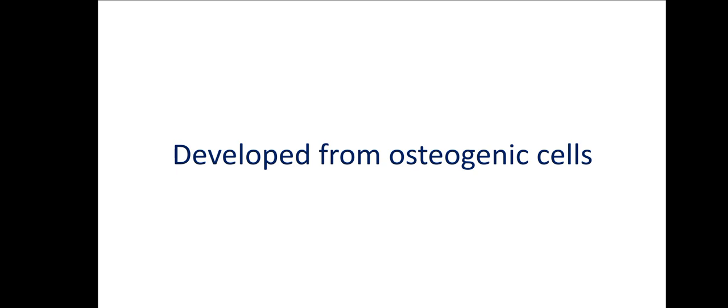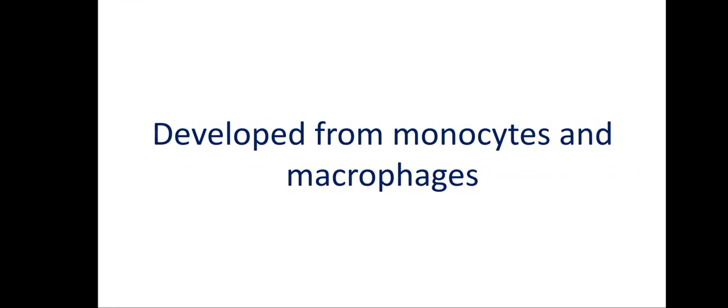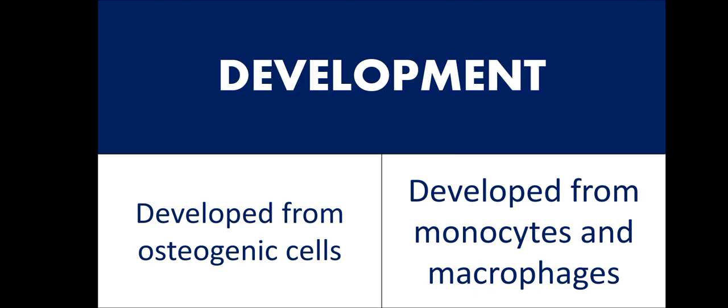Going toward the second difference between osteoblasts and osteoclasts is development. Osteoblasts are developed from osteogenic cells or osteoprogenitor cells, while osteoclasts are developed from monocytes and macrophages. Monocytes and macrophages are basically the body defense cells that can differentiate into osteoclast. So on the basis of development, osteoblasts and osteoclasts can be differentiated, as osteoblasts are derived from osteogenic cells while osteoclasts are derived from monocytes and macrophages.